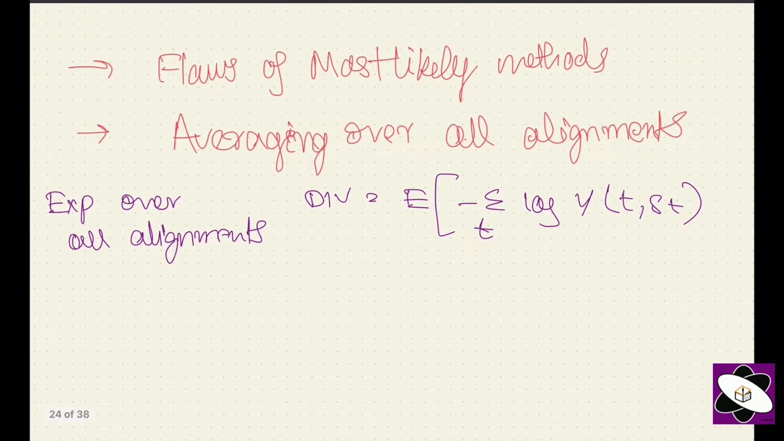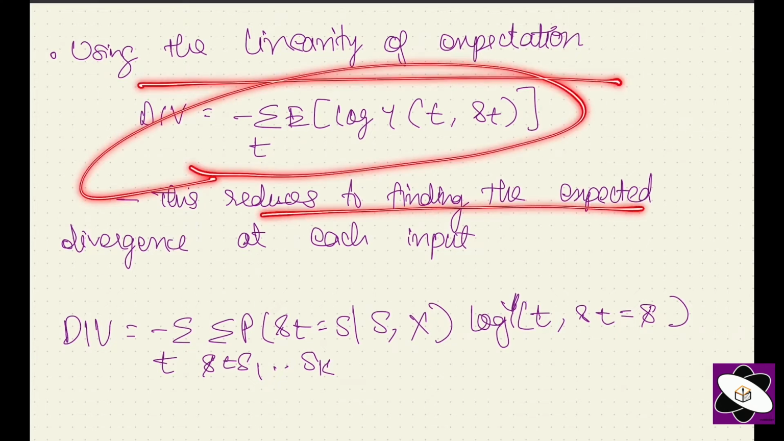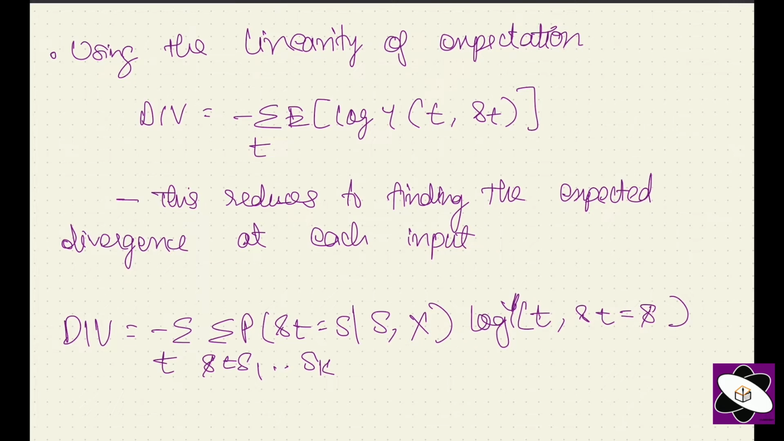So that is what we are going to see now. We need to use the entire distribution of alignments. This will mitigate the issue of suboptimal selection of alignments, so we need to think about all possible valid paths, all alignments. For that, using the linearity of expectation, we get the divergence as something like this. This reduces to finding the expected divergence at each input, and these are the calculations.